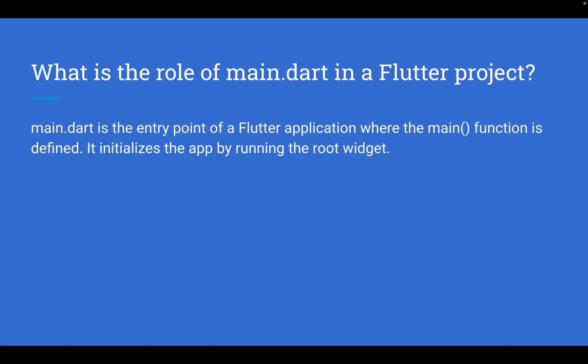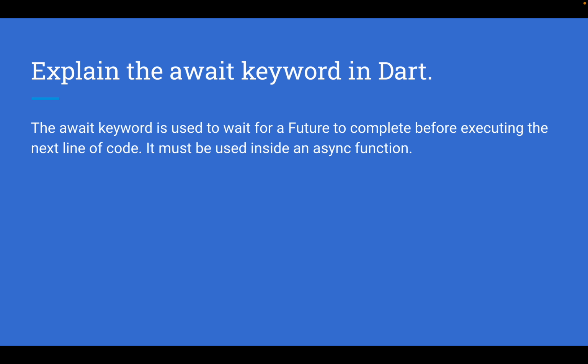What is the role of main.dart in Flutter projects? The main.dart is the entry point of a Flutter application, where the main function is defined. It initializes the app by running the root widget. Without main.dart, we cannot run the project. Explain the await keyword in Dart. The await keyword is used to wait for a Future to complete before executing the next line of code. It must be used inside an async function.